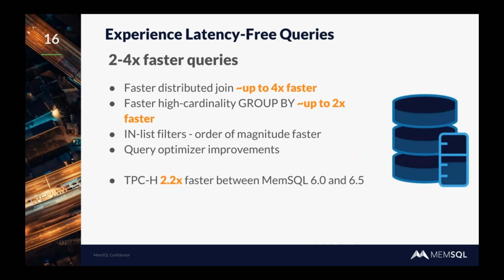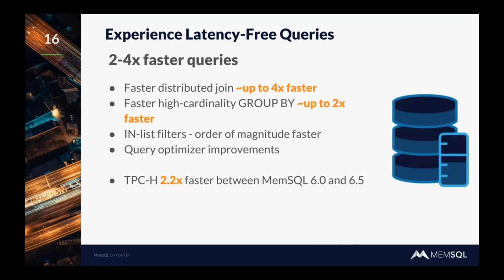Also, we improved performance for what we call high cardinality group by queries, and that just means a group by query in SQL that has a lot of distinct groups in the output, say tens of thousands to millions of groups. Those queries have more than doubled in speed with this new release. Queries that use in-list filters in SQL, we've improved the performance of those in some cases by orders of magnitude.